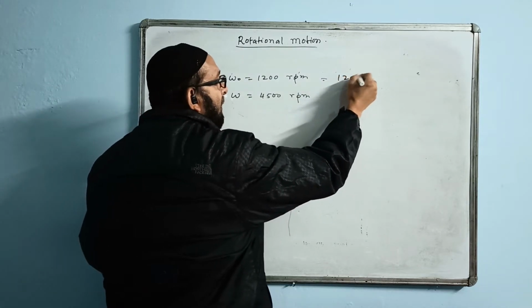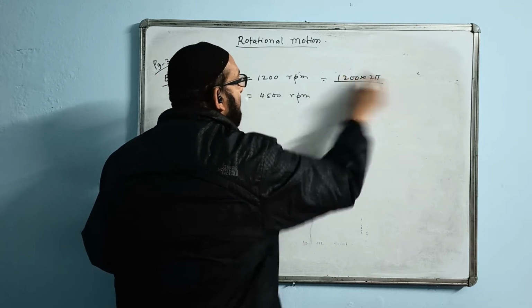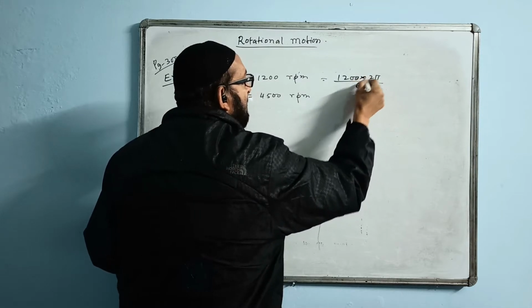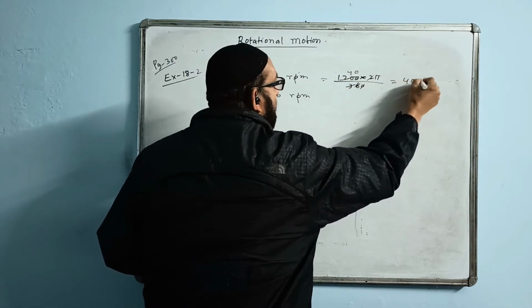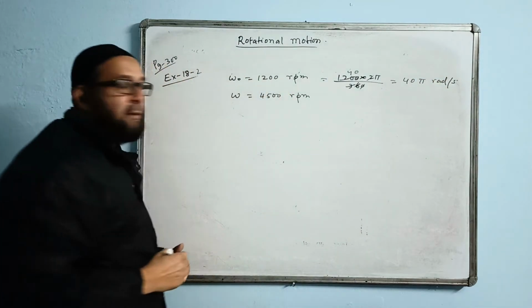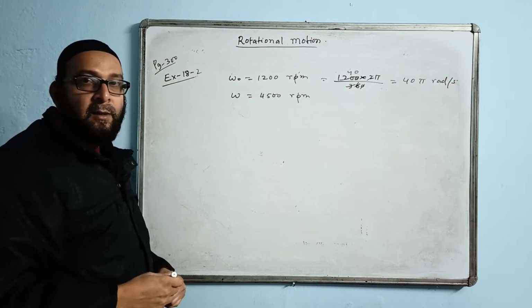as 1200. One rotation has 2 pi radian per minute. Minute we are changing into seconds, divided by 60. We'll cancel and get the answer. 3 this will go 40. Answer is 40 pi radian per second. You may not put the value of pi, just keep it in the pi form. So 40 pi radian per second.